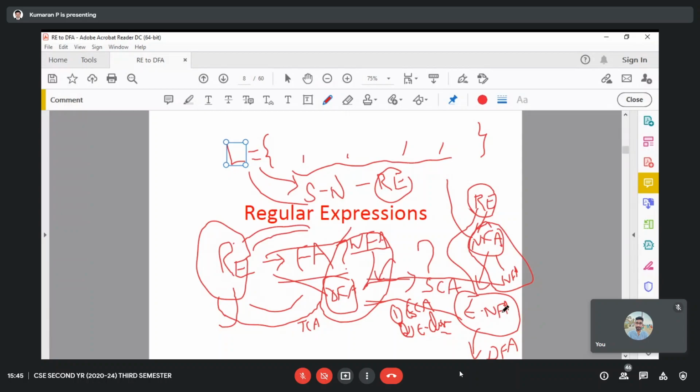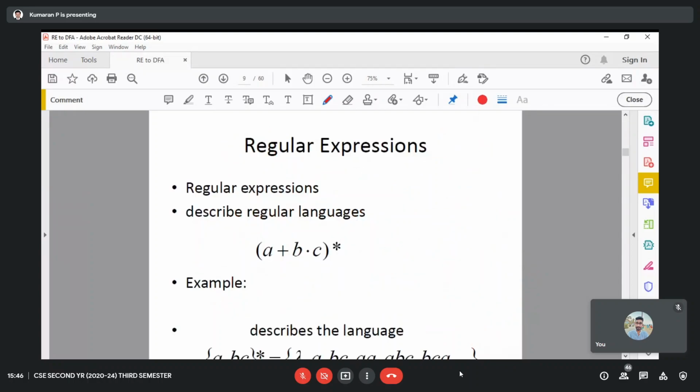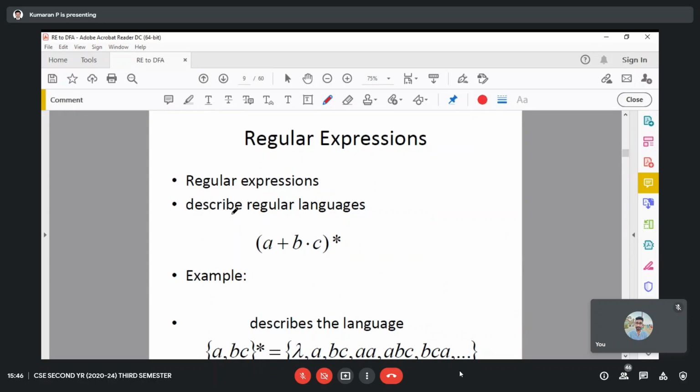From the epsilon NFA, you can construct the DFA. So both are what we are going to do in this unit. First, we will explore regular expressions, and in what way a regular expression will look.